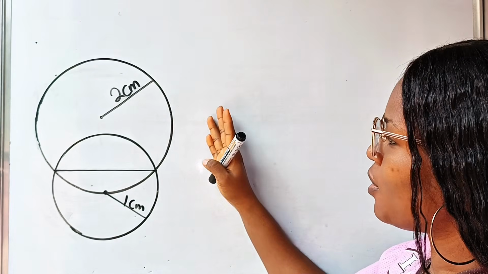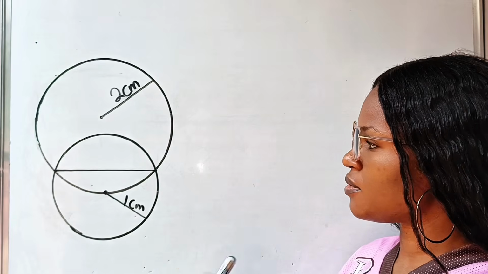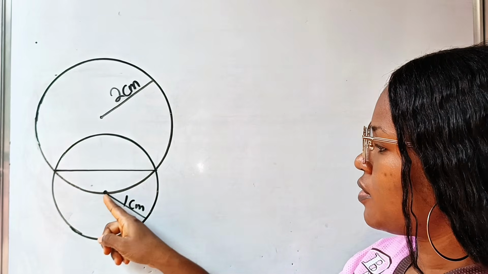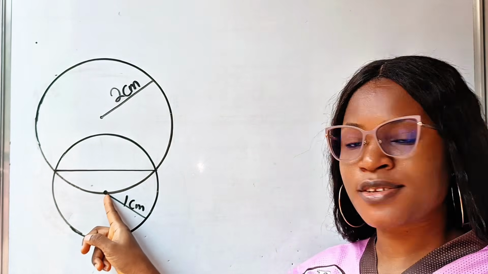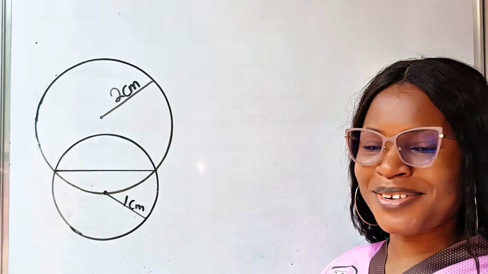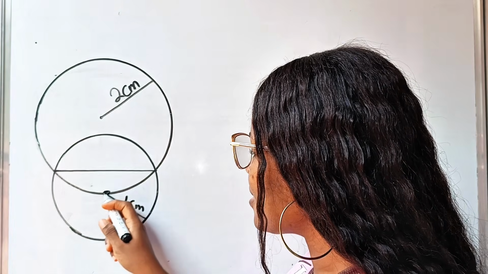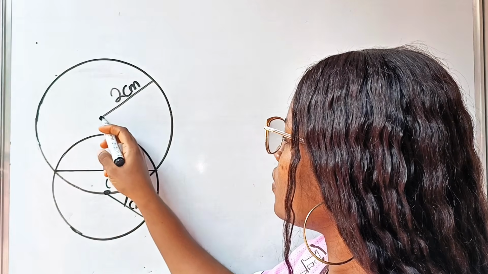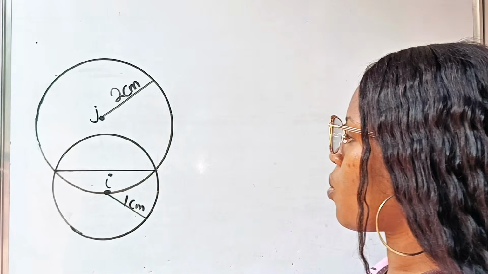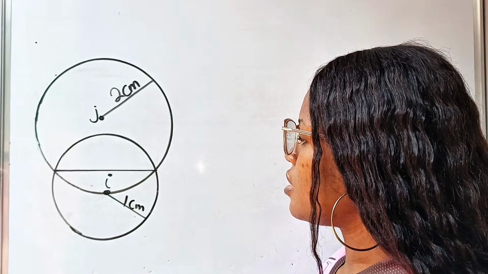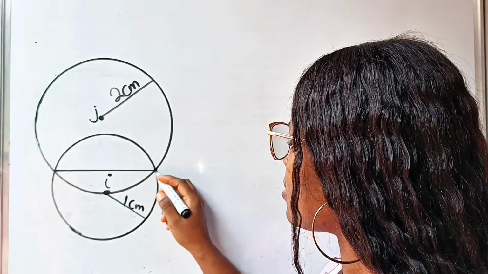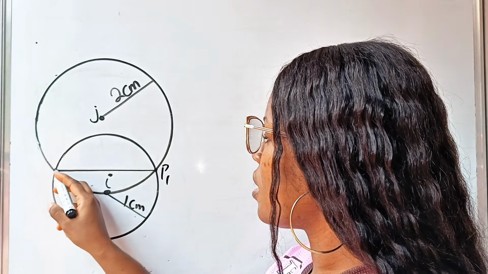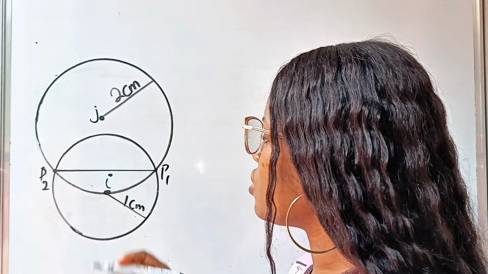We have a lovely question here on the board, and we are asked to find, assuming this is the center of the smaller circle, sorry, this is not drawn to scale. So let's call the center of the smaller circle I and the center of the bigger circle J. And these two circles intersect at P1 and P2.